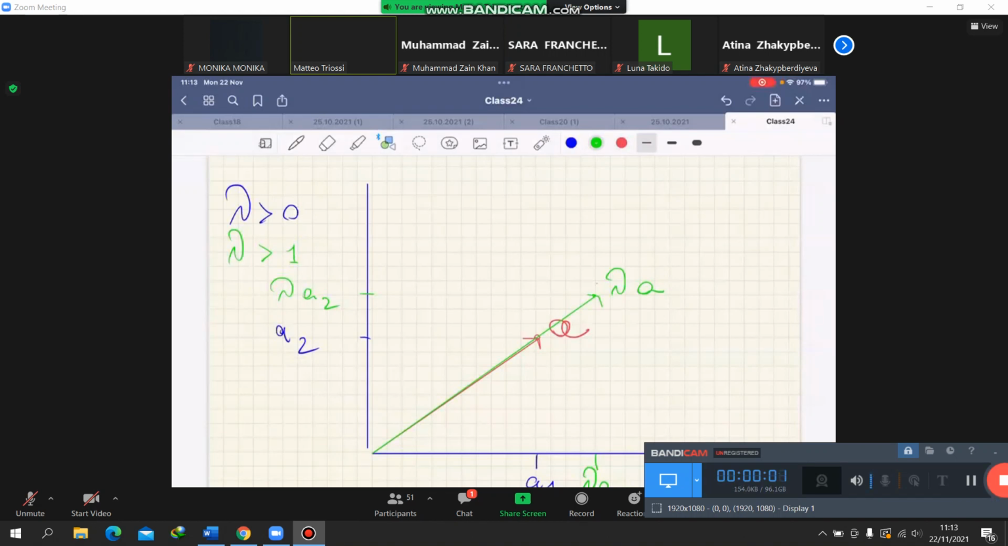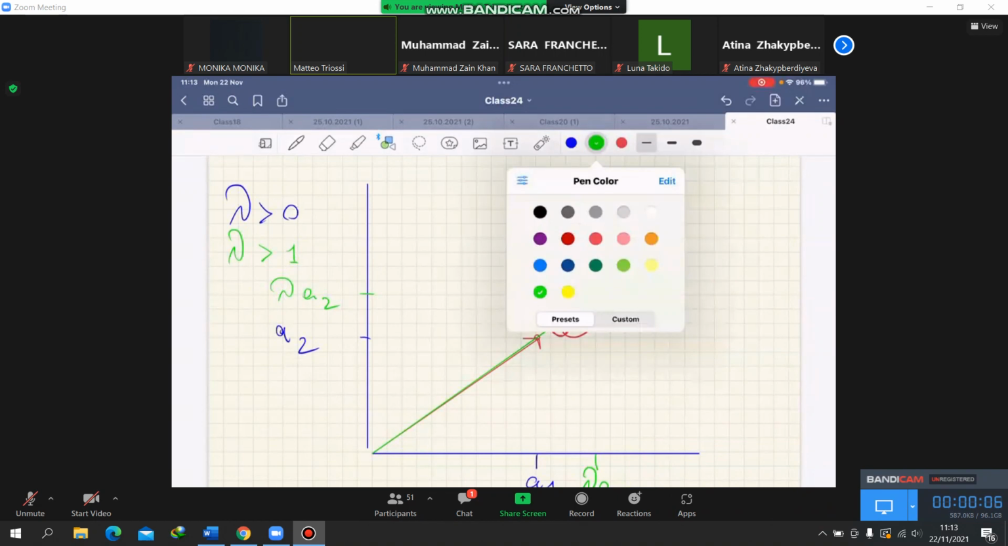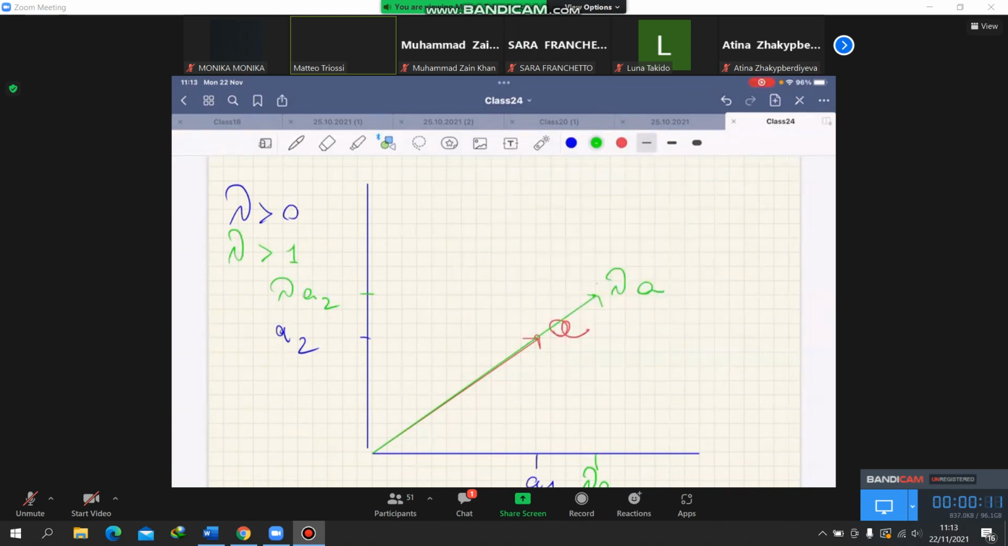So, what's happened if, let me change color, red, green, okay, blue. What if lambda is smaller than 1? Instead, we have a contraction of my lambda A2 of my vector.